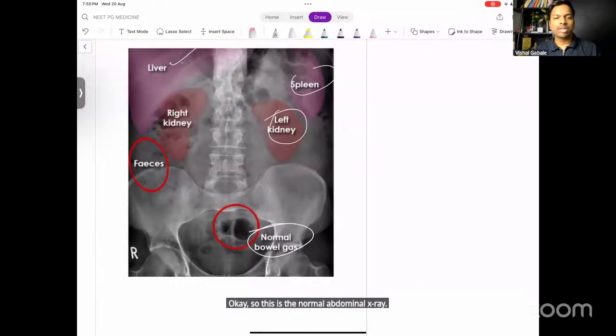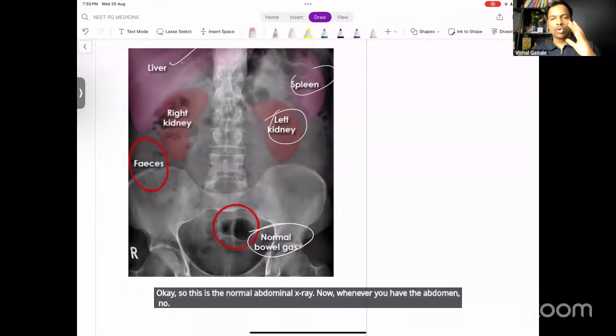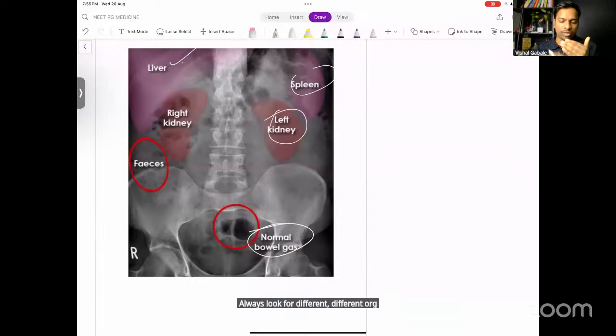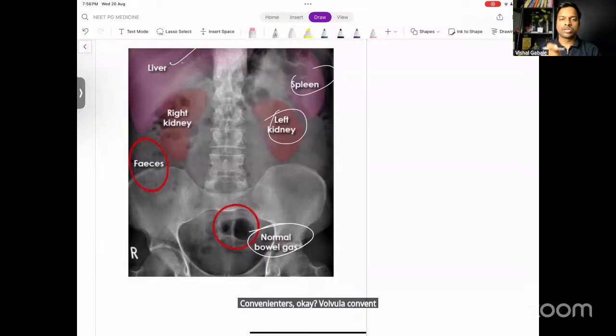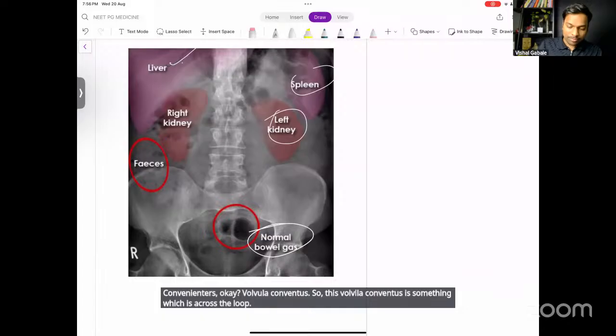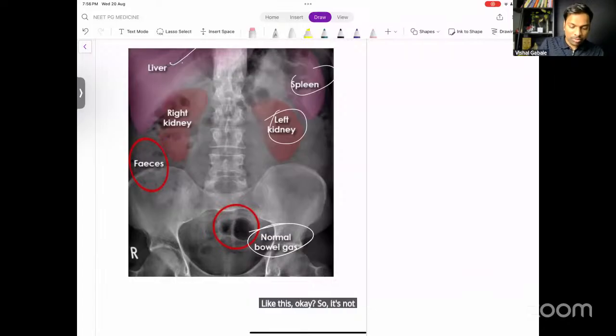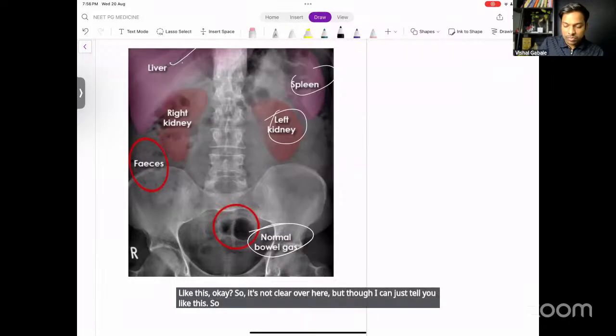So now whenever you have an abdomen, always look for the different organs in the abdomen. First is, what does the stomach say? Stomach will have the fundic shadow. Then what about the small intestine? Small intestine has something called valvulae conniventes, which go across the loop like this. It's not clear over here, but I can just tell you like this. So first is the stomach. Stomach will have the gas, easy to understand.